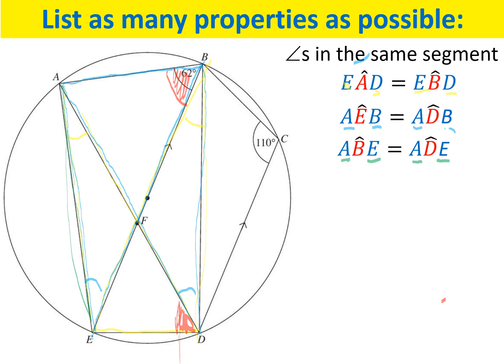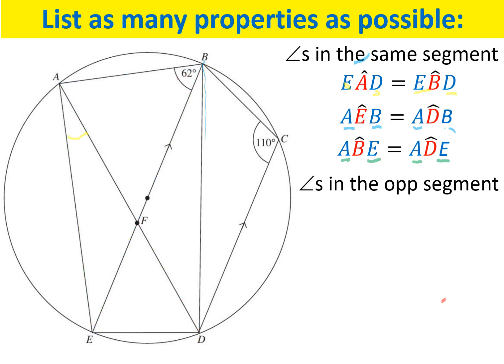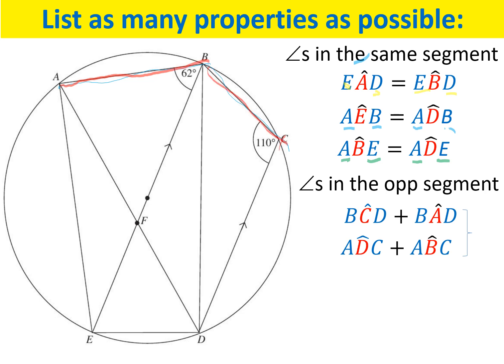Now we move on to the next property. The next property that we see here is angles in the opposite segment. If you've understood my previous video, you will know that I need to identify cyclic quadrilaterals. So how many cyclic quadrilaterals do you see from here? In this case, the first cyclic quadrilateral is BCD. Let me highlight it. So this is the first one that you see, A, B, C, D.